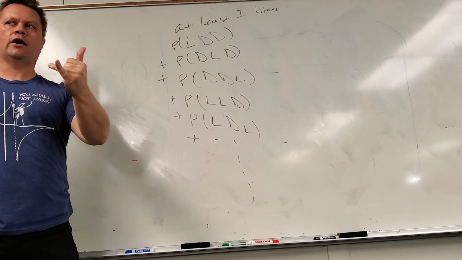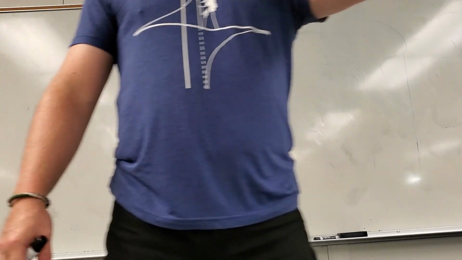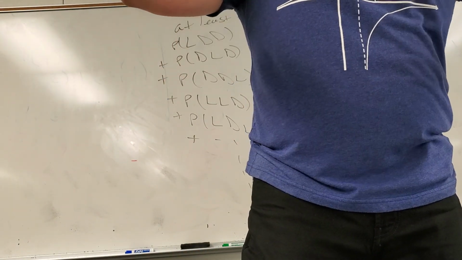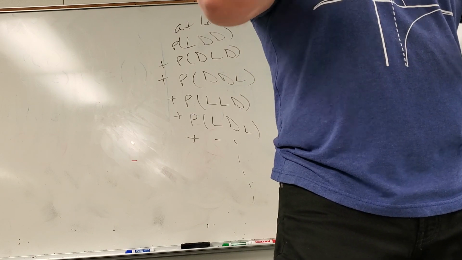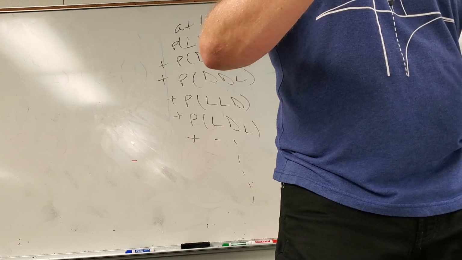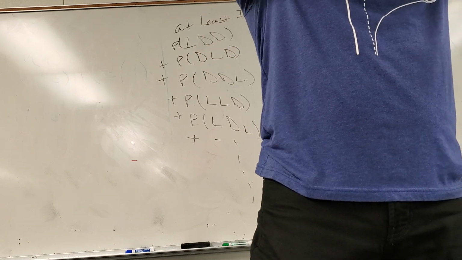I would much rather not. So what's the opposite of at least one likes it? None of them like it. So anytime the opposite probability question than what you're being asked has less work to do, you calculate the opposite and then you do 1 minus.